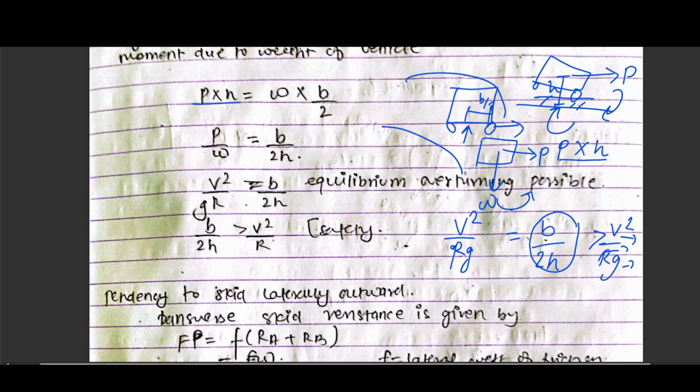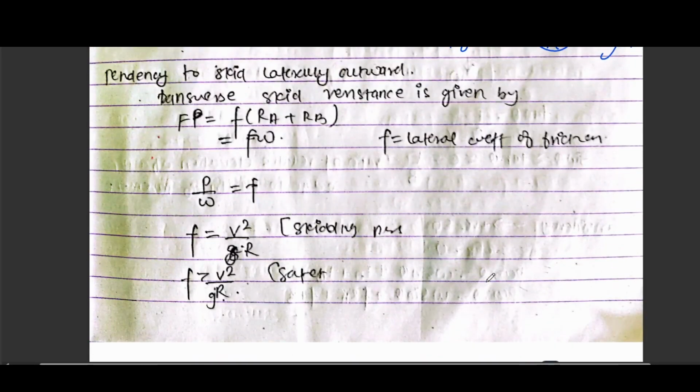And the next one is the tendency to skid laterally outward. What do you mean by skid laterally outward? As we know that this is the curve, the vehicle moving on the curve can slip away like this, because the centrifugal force always drags this vehicle to move away from its position. And if the moment is balanced, but the frictional force is not sufficient to balance the centrifugal force, then the vehicle can skid outward. So that's what we have written.